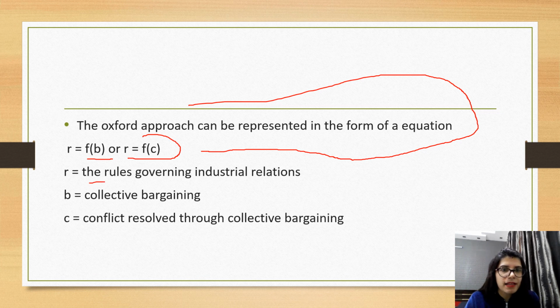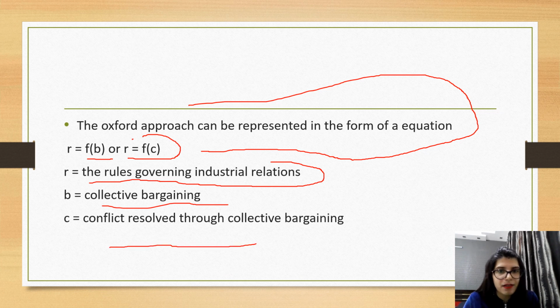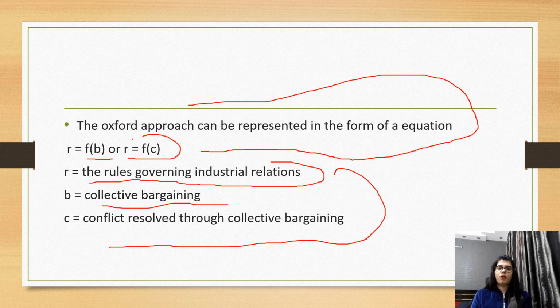Now what is R? The rules governing industrial relations. Now in the systems approach also this was there, and now in our Oxford approach of Alan Flanders also, importance is given to rules. Now what is said here? Rules is equal to function of B, collective bargaining, or rules is equal to function of conflict resolved through collective bargaining. Okay, so collective bargaining has a central role under the Oxford approach of Alan Flanders.